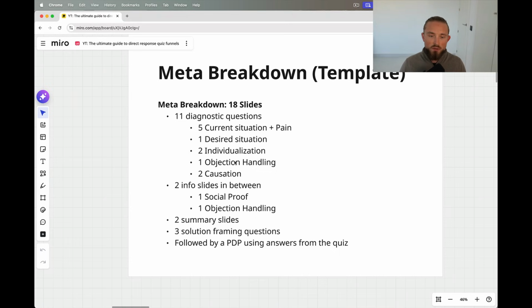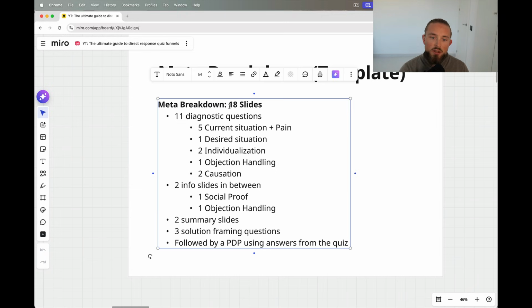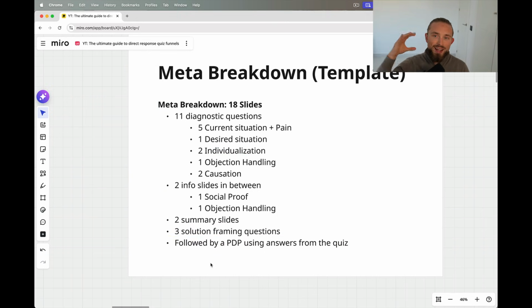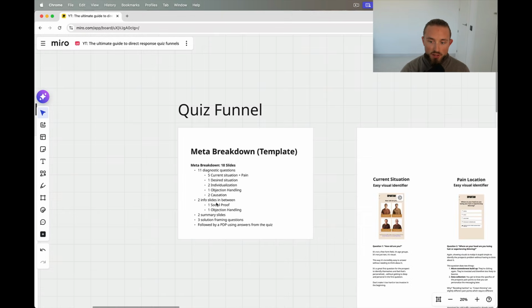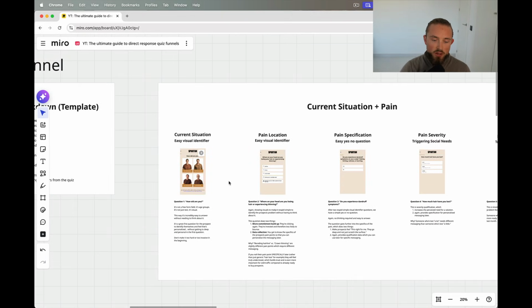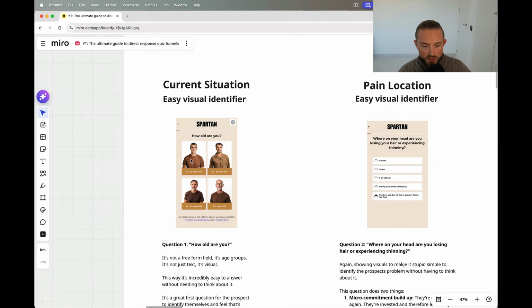Essentially, we have 18 slides that we use in the quiz funnel. If you look at the sections that we have, it's 11 diagnostic questions, right? Where we essentially want to give a really great understanding of the person we sell to. We then have 2 info slides in between to build trust and pre-handle objections. We then have a couple of summary slides, and then we have some solution framing questions, right? And then we give them the sales page, right? So that's the high level overview, and that's a really great template that you can use. And now let's break down every single question of this funnel step by step.